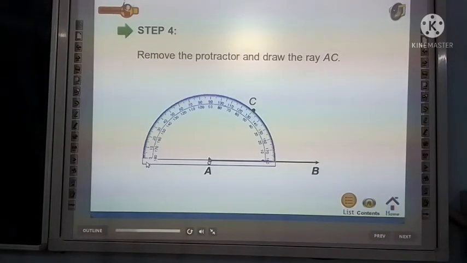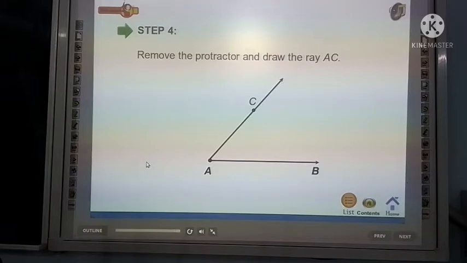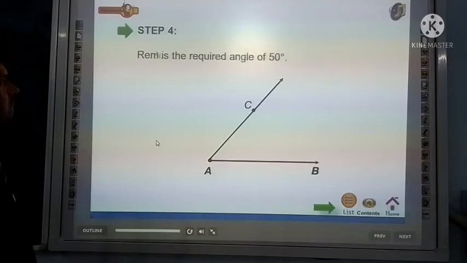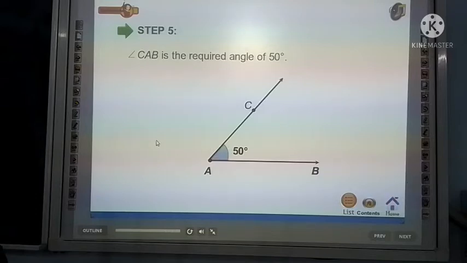Step 4. Remove the protractor and draw the ray AC. This is the angle of 50 degrees. Step 5. Angle CAB is the required angle of 50 degrees.